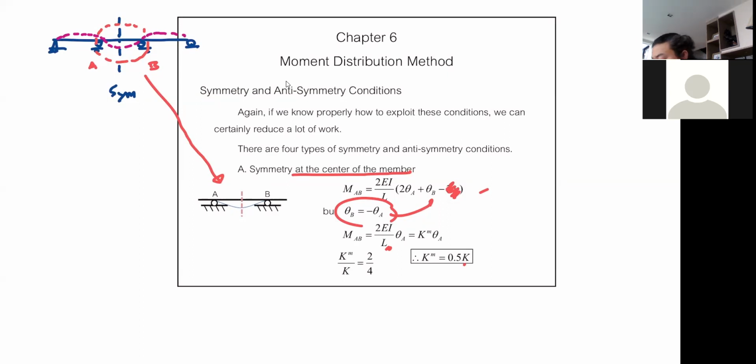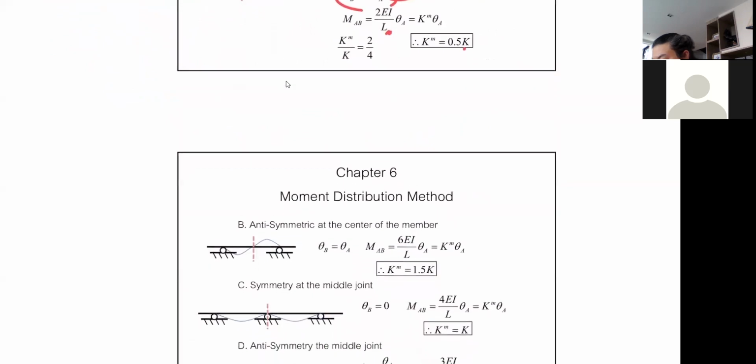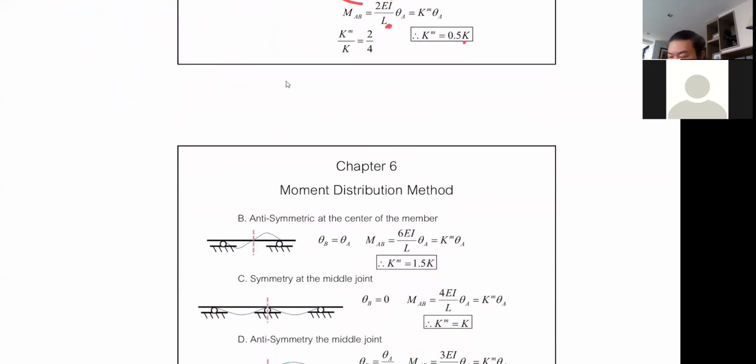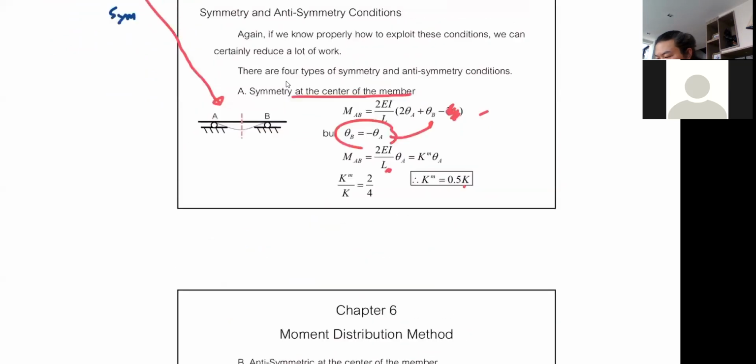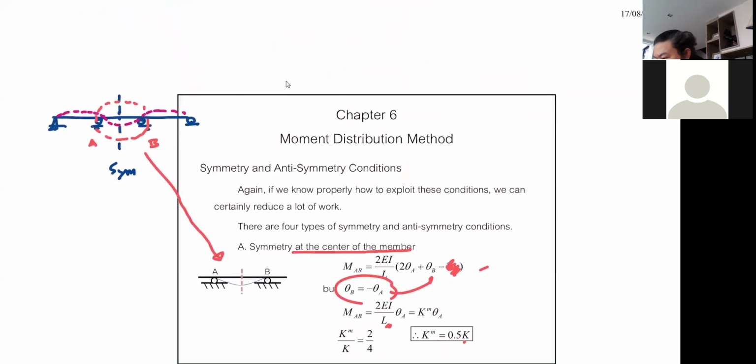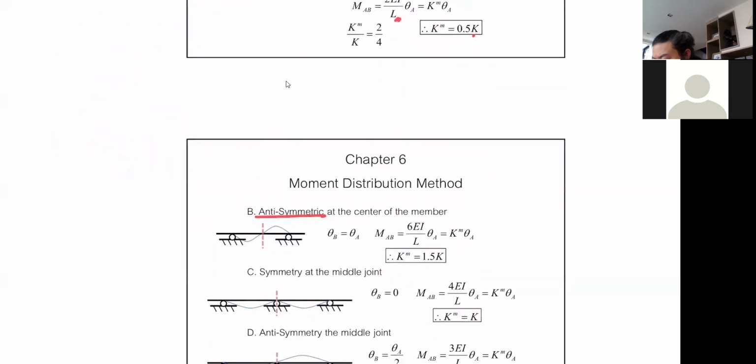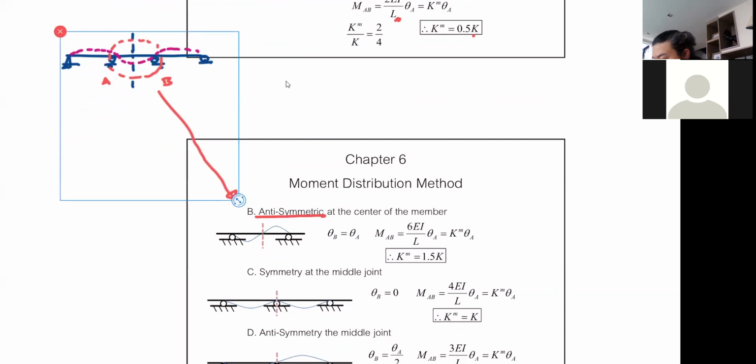Okay. Now we move on. This is one you find less often, but they do have that in the past. Anti-symmetric condition at the center of the member. So it's this picture again. See if I can copy it. It seems to work well of late. Ooh, okay, got that with me. So got to erase that.